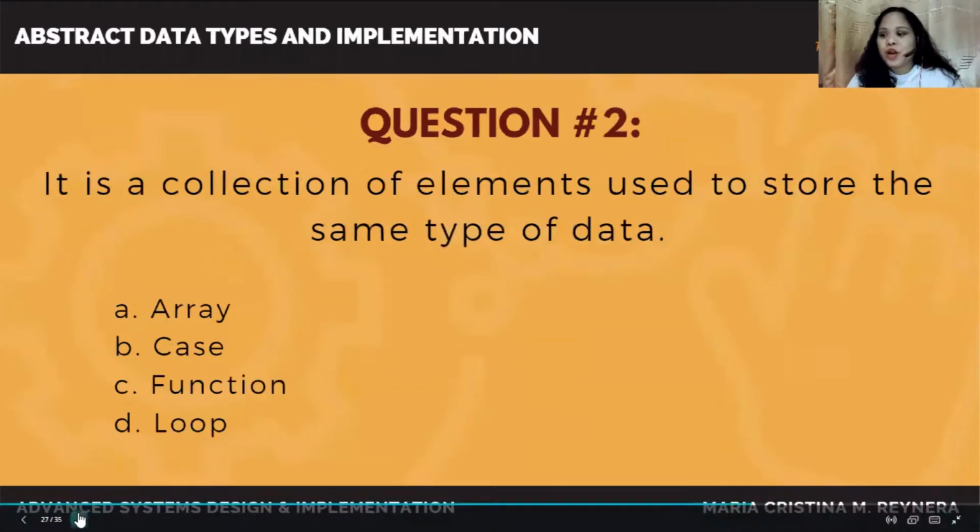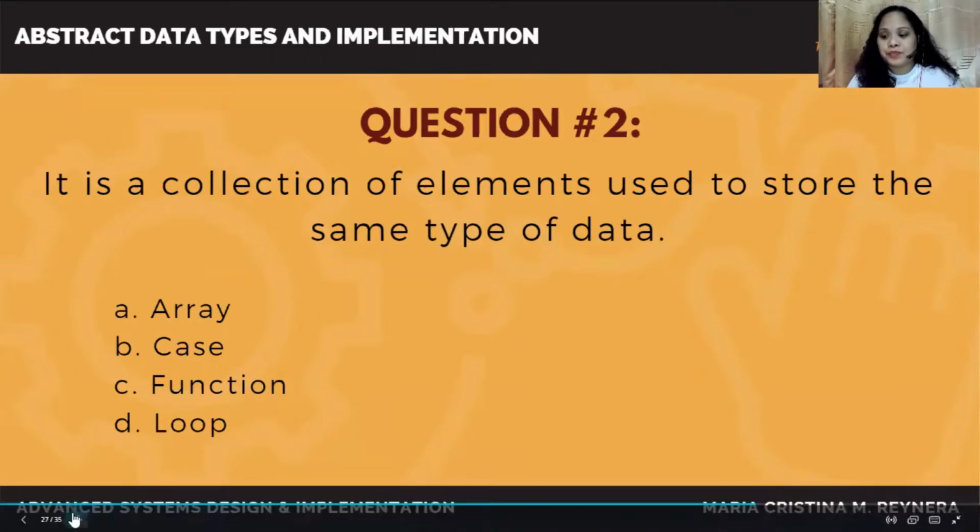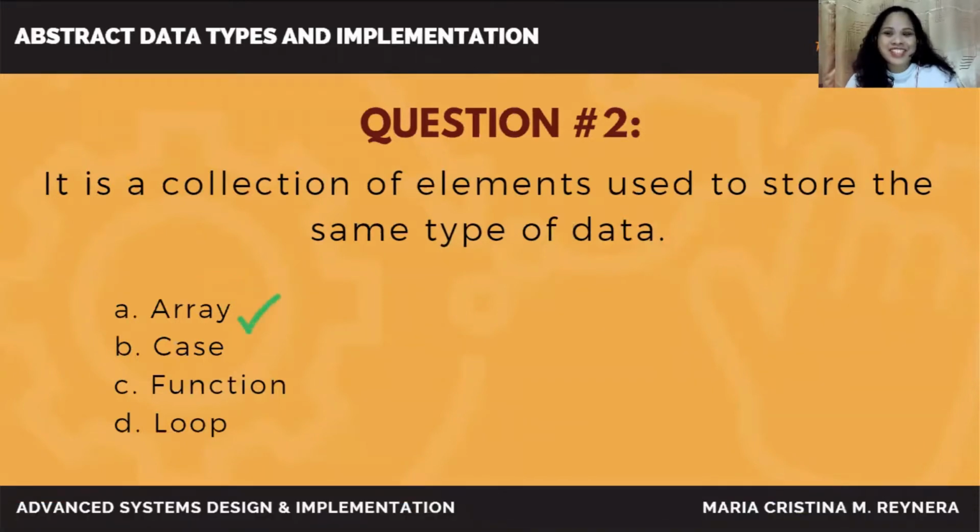Number 2, it is a collection of elements used to store the same type of data. A, array, B, case, C, function, D, loop. The correct answer is array.